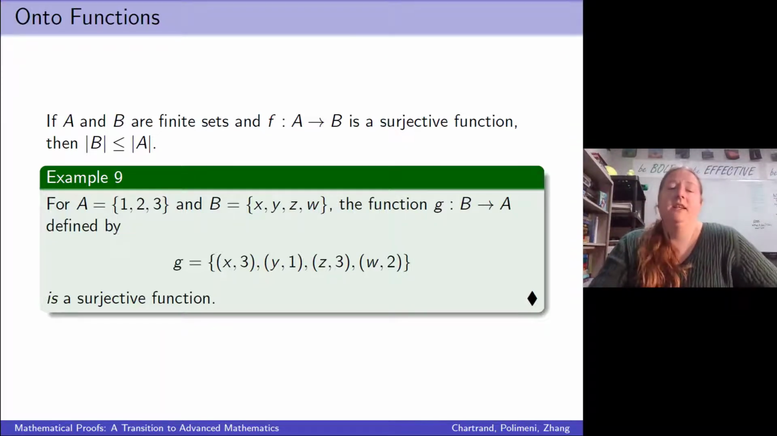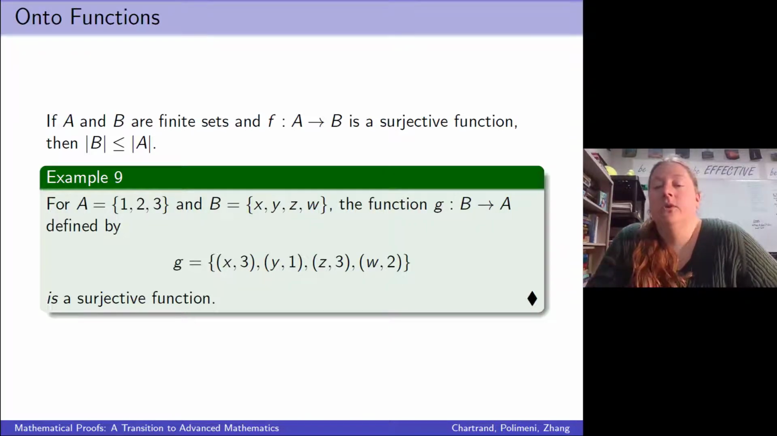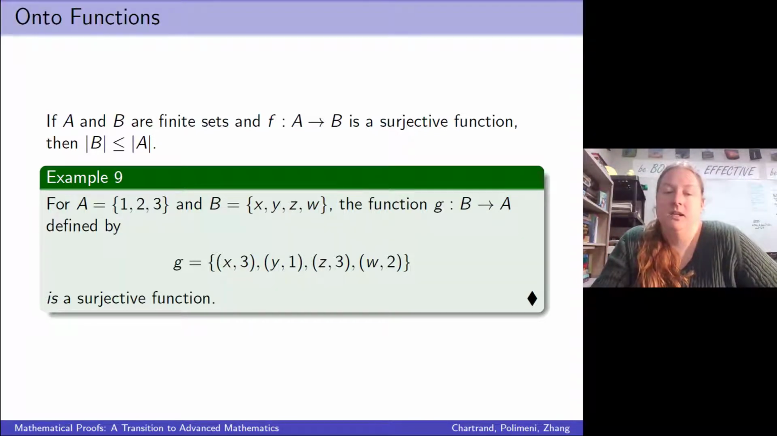So again, let's take a look at an example where we have our set {1, 2, 3} as A and our set {x, y, z, w} as B. We're going to take a look at a function going from B to A. So g is going to be a function from B to A, defined as the set of ordered pairs (x,3), (y,1), (z,3), (w,2). Now, this is surjective because every element in A appears as a second element in my function g.